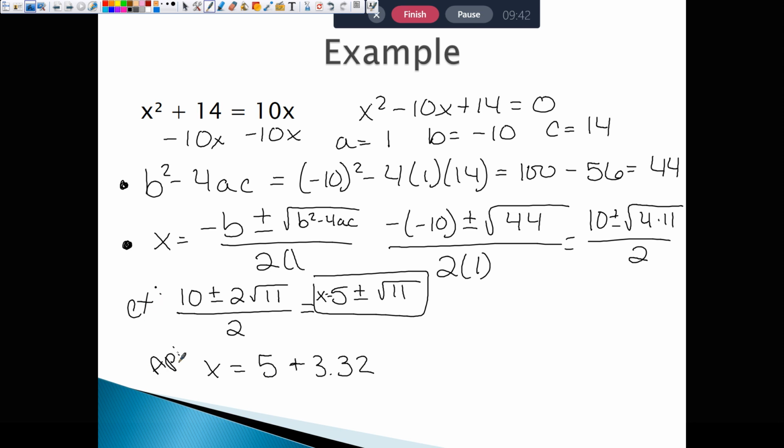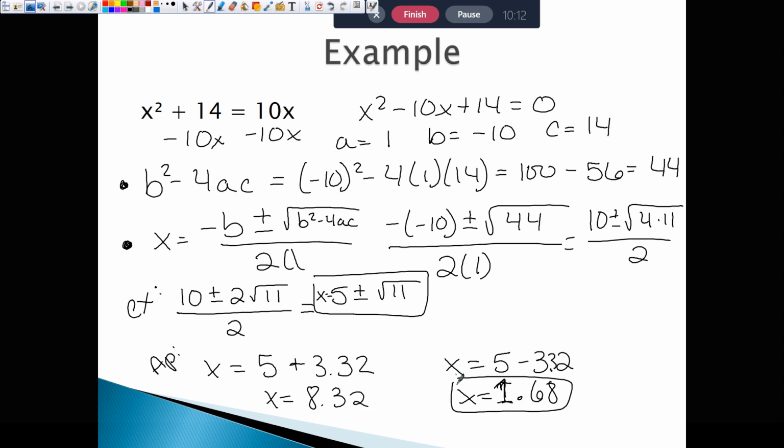Okay, and then I need to find x equals 5 minus 3.32, or 5 plus 3.32. Remember plus or minus? So then I will get x equals approximately 8.32, and x equals approximately 1.68. Right? If it was asking for exact, you put this in. If it was asking for approximate, you put these in. Okay?